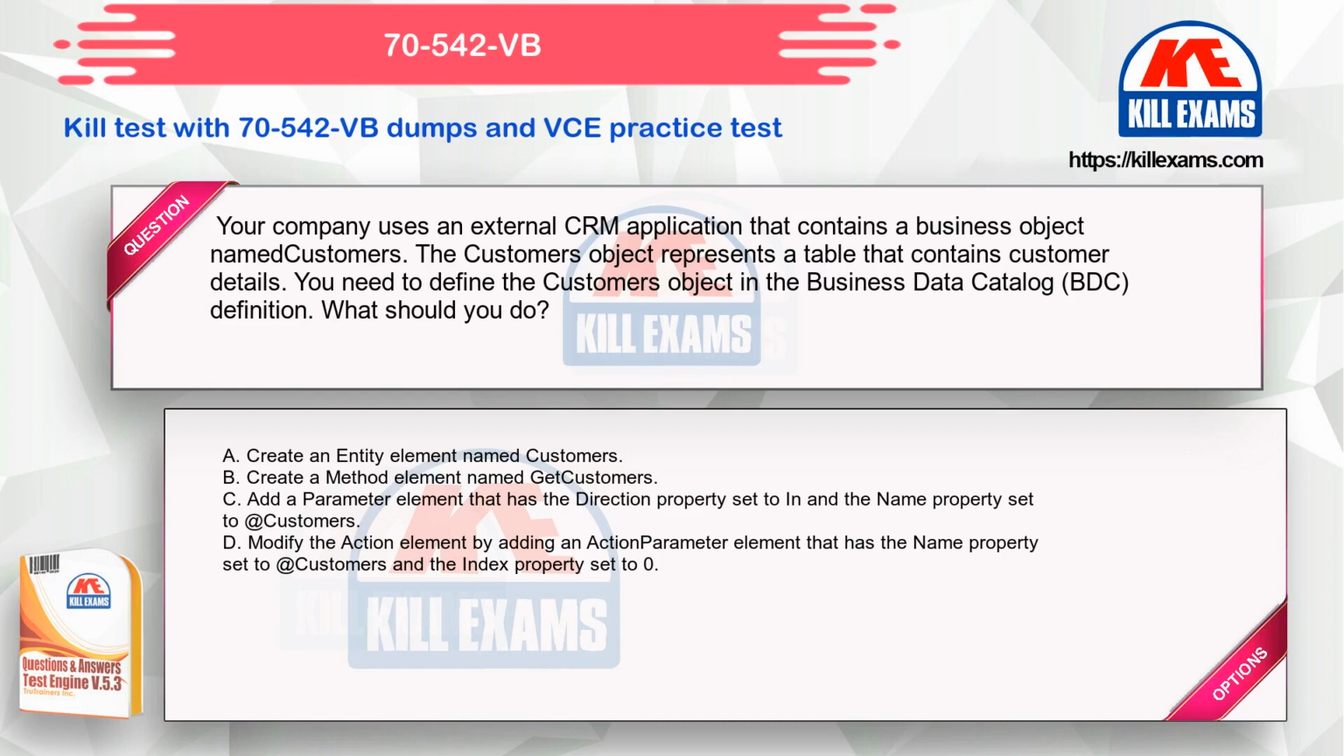Option A. Create an entity element named Customers. Option B. Create a method element named getCustomers. Option C. Add a parameter element that has the direction property set to in and the name property set to @customers. Option D. Modify the action element by adding an action parameter element that has the name property set to @customers and the index property set to 0.